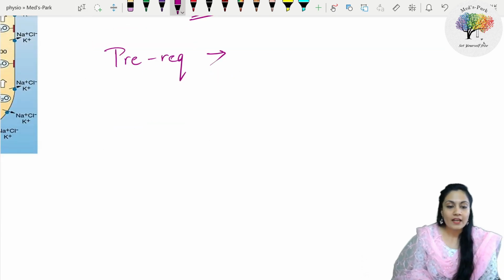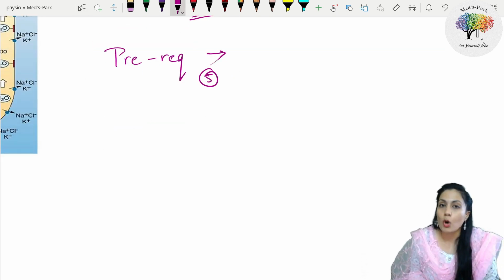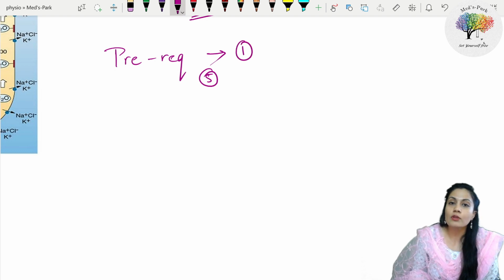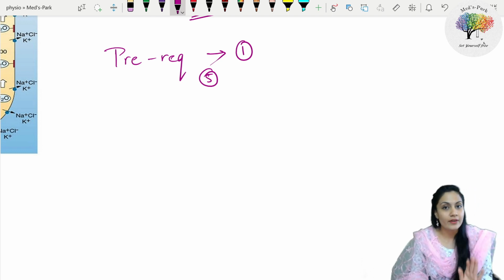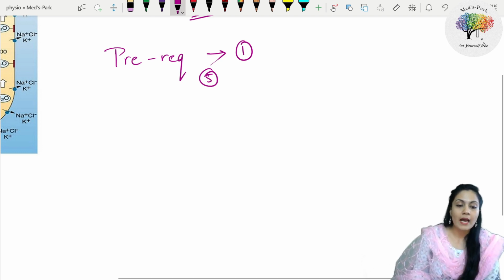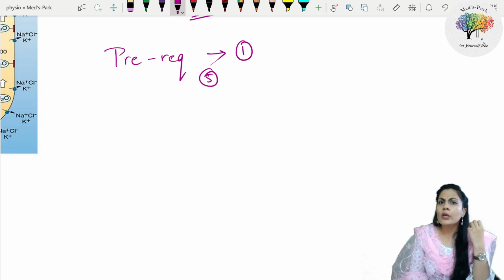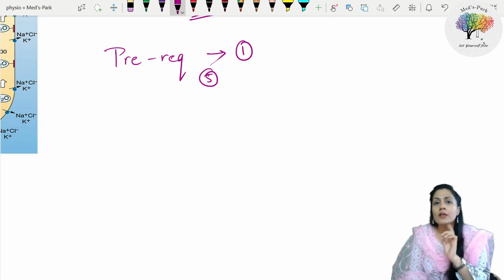There are 5 prerequisites which are important in this topic. Nobody is going to tell you that, but they are there. So first of all, whenever you are writing the answers in the exam, you have to write everything, right? So countercurrent mechanism, what are the prerequisites? What do we require to have this kind of mechanism?